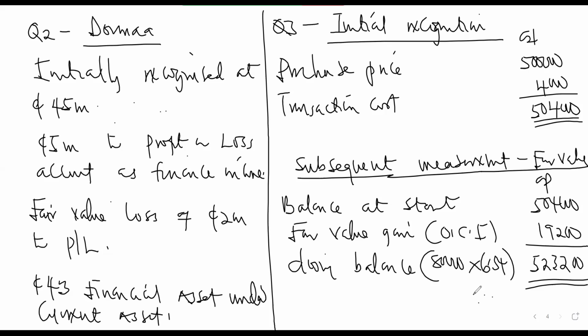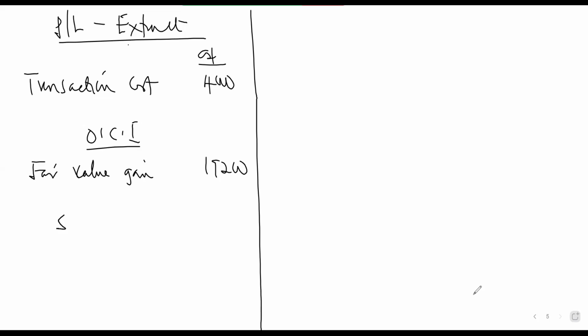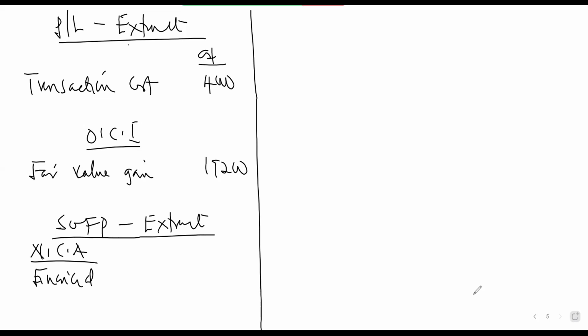All right. So what you do is that you can show your extracts. Okay. So extracts now, profit or loss extracts. So the profit or loss extracts, what we have is that the transaction cost should be reversed, the 4,000. It was charged as an expense first. Okay, so you come to other comprehensive income. In other comprehensive income, you now have the fair value gain of 19,200. Statement of financial position extract. You have your non-current assets. Then you have the financial assets of 523,200. That will be the new value, which is the fair value.